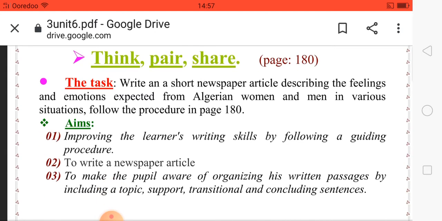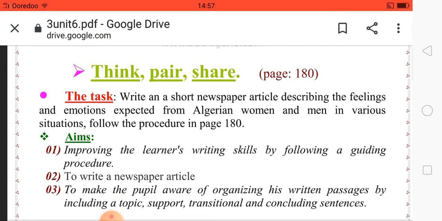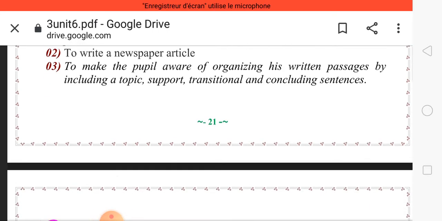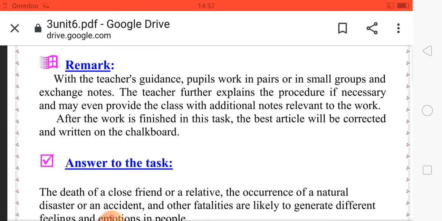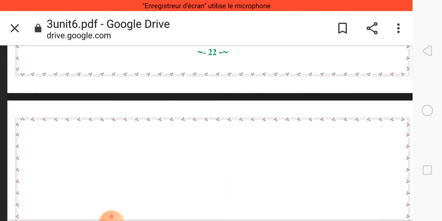Now, please open your books on page 180. Think, pair, share. I'm going to read the task. Write a short newspaper article describing the feelings and emotions expected from Algerian women and men in various situations. Follow the procedure on page 180.